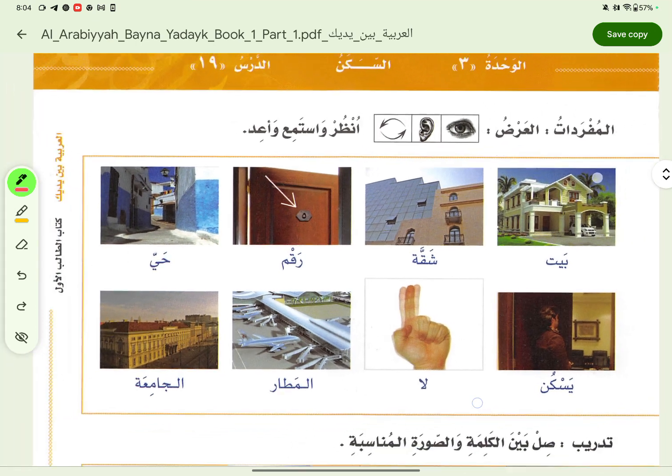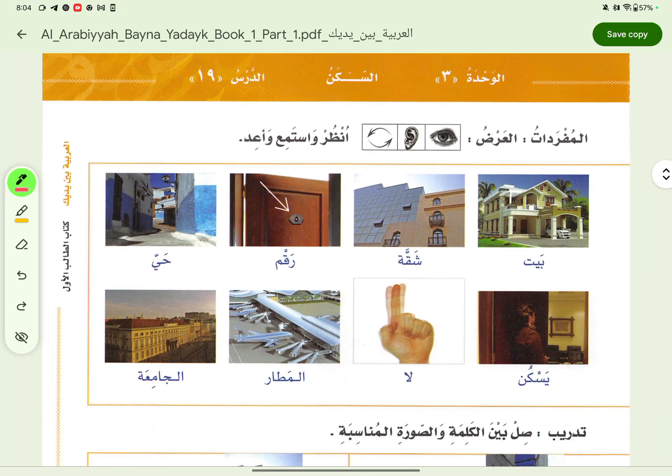Okay. All right. So now we go into the pictures here. We see bait, we see shaqqa, we see raqam. We see hay. This looks like a neighborhood, that's what it's supposed to be, like a neighborhood or a district. We have yaskunu. This picture is not really the best picture for that, but it's supposed to refer to this person residing in this place here.